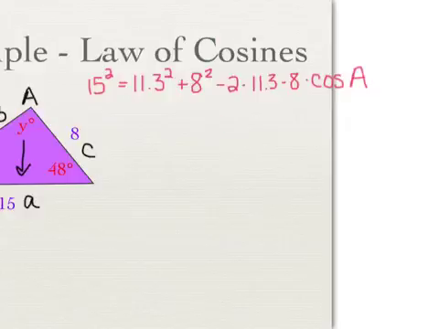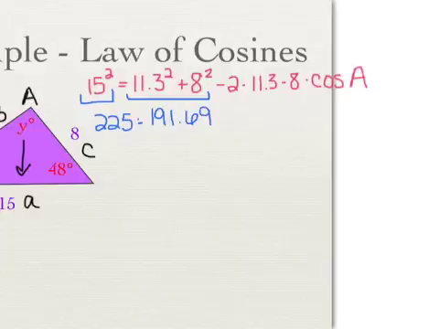So I'm going to do this in pieces, and I would recommend you kind of mark down what my pieces are that I'm doing so that you can find them later. So first I'm going to do 15 squared. And for 15 squared, I get 225. Then I'm going to do 11.3 squared plus 8 squared. I'm totally going off of memory here. Let me know if I'm wrong. I think that's it.